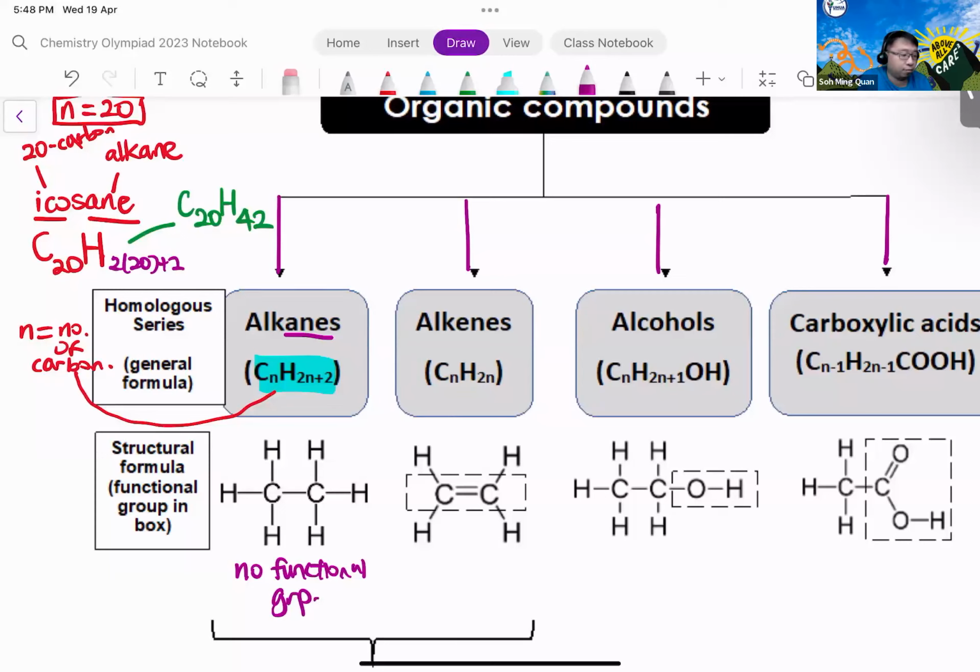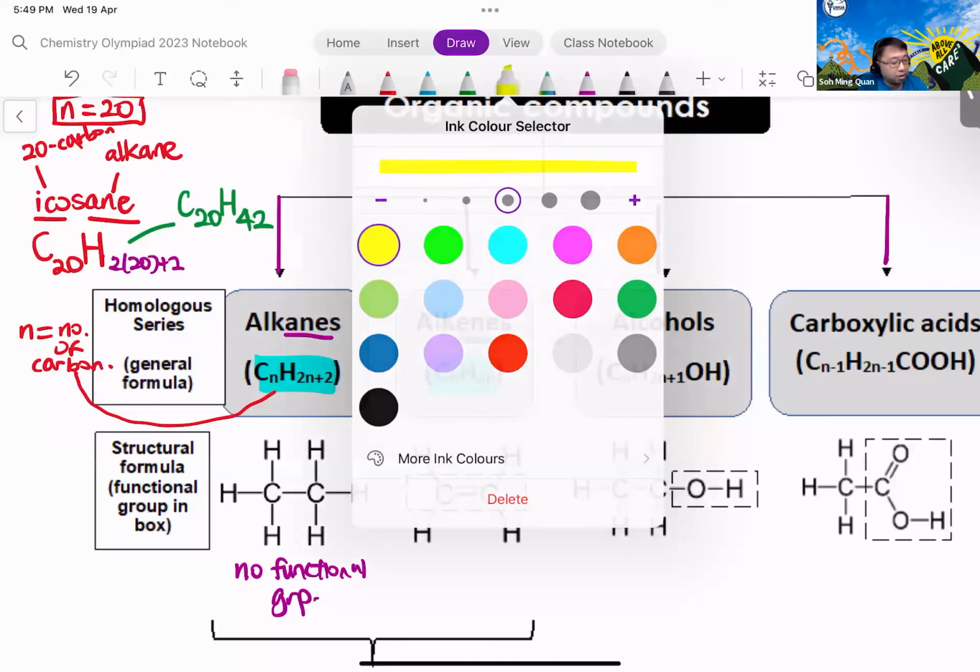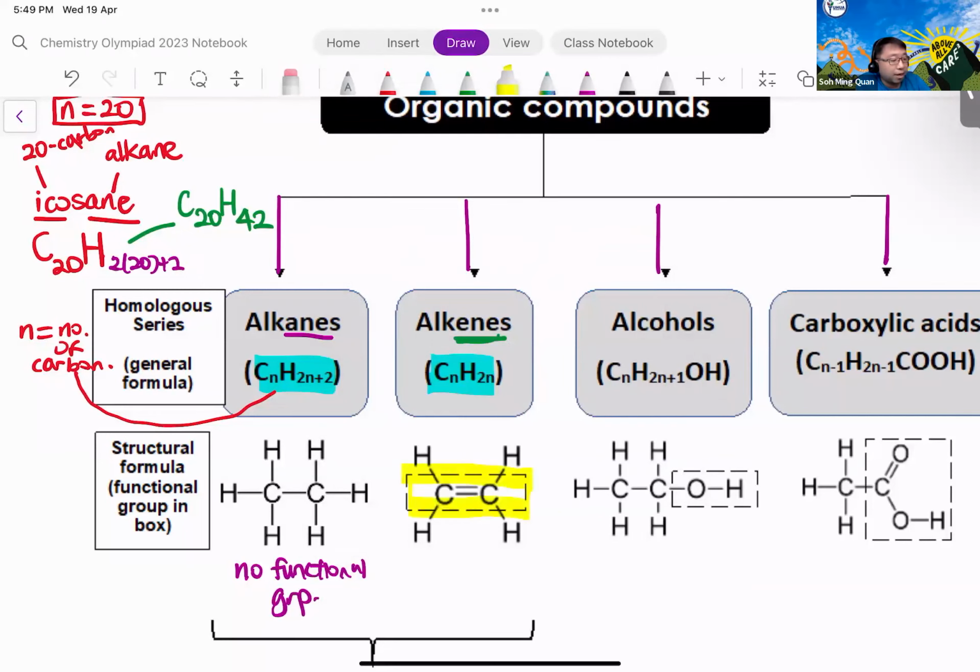Alkenes, though, are different. So now we move from alkane to alkene. The name changes, so you know that this is a different homologous series, a different family of organic compounds. Now the general formula is different. CnH2n. So you notice, there's no plus 2 anymore. Why? Because alkenes contain a carbon-carbon double bond. The carbon-carbon double bond is the functional group of alkenes.